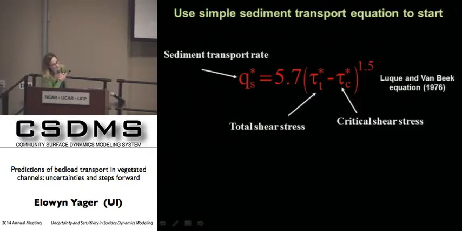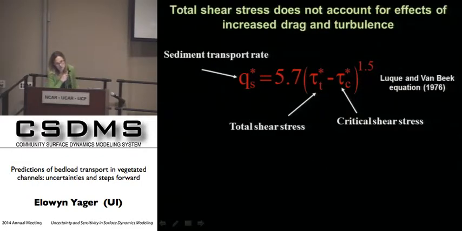So we can predict sediment transport rate as a function of the applied shear stress minus critical shear stress, where we often use the total shear stress in this equation. Of course, as many of you know, total shear stress isn't going to account for the fact that a large portion of that stress is borne as drag on the vegetation, and it's also not accounting for the effects of turbulence. But since this is what's commonly done, let's try and see if it works in vegetation. So we're taking the total shear stress measured in each of those experiments. We predict the bed load transport rate in each experiment, and we compare it to what we've measured using that high-speed video.